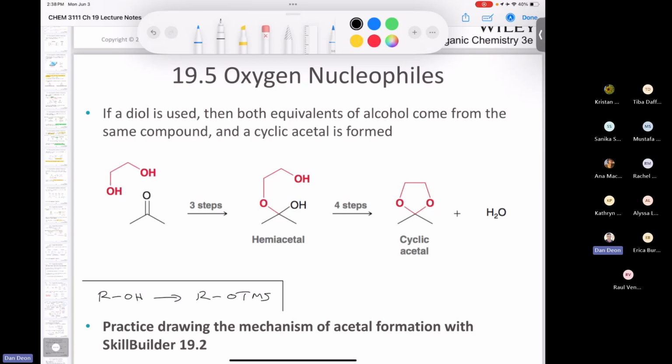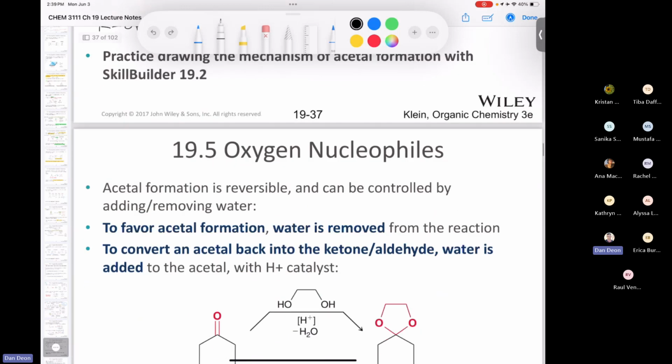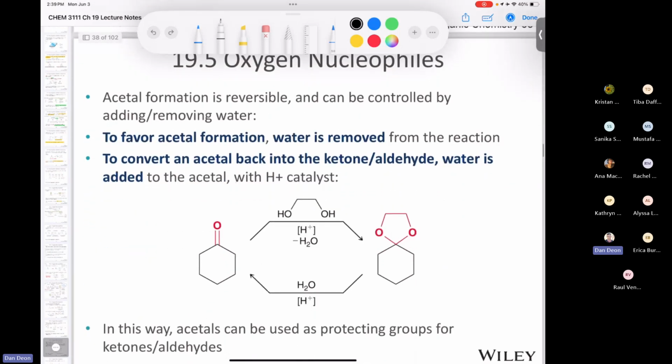So we take this compound, which is ethylene glycol, which is the major component of antifreeze. And if you do your acetal formation, so the first 3 steps, you get your hemiacetal. The last 4 steps, you get an acetal. But now your 2 R groups are tied together, so you get a cyclic acetal. The cyclic acetal is oftentimes used as a protecting group.